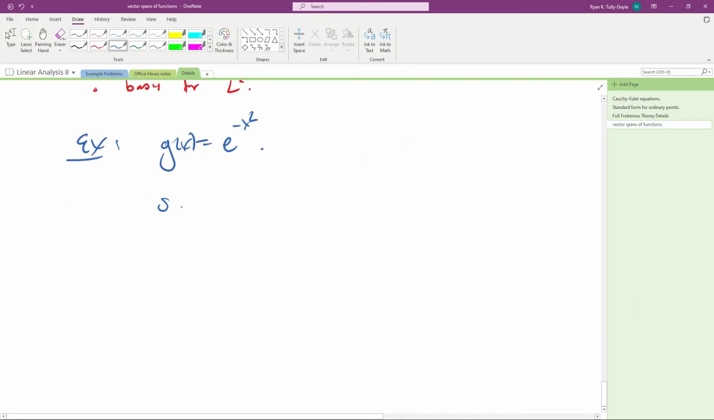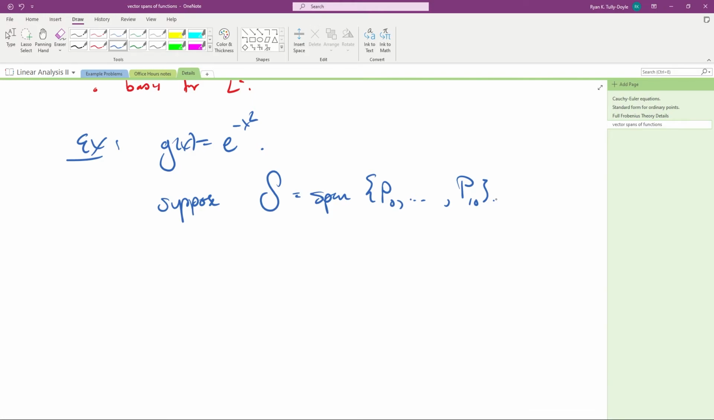So let's suppose, just for the sake of argument, that I have a space S that is equal to the span of the Legendre polynomials starting at P0 and going up to, I don't know, P10. So S is a subspace built out of all of the possible functions that you can get doing linear combinations of P0 through P10. What I'm going to do is project g onto S.